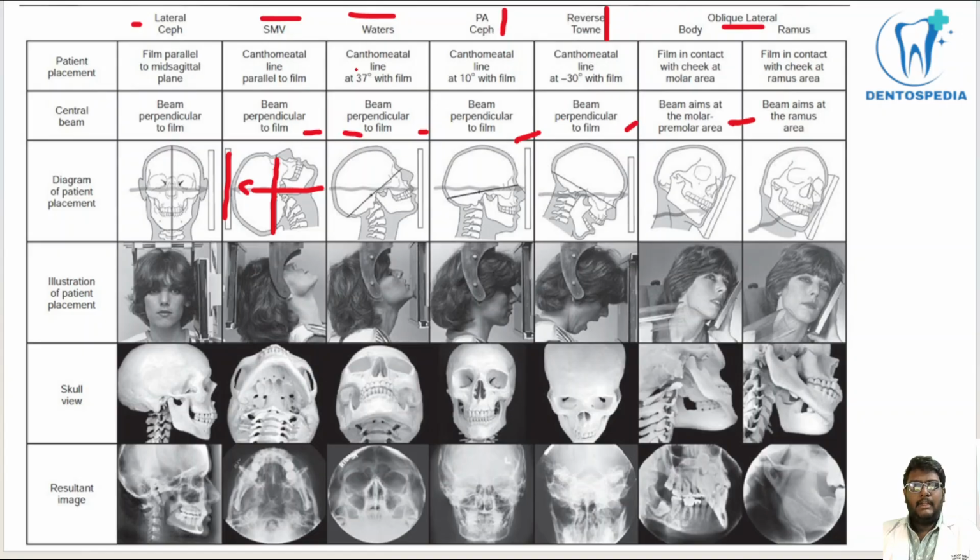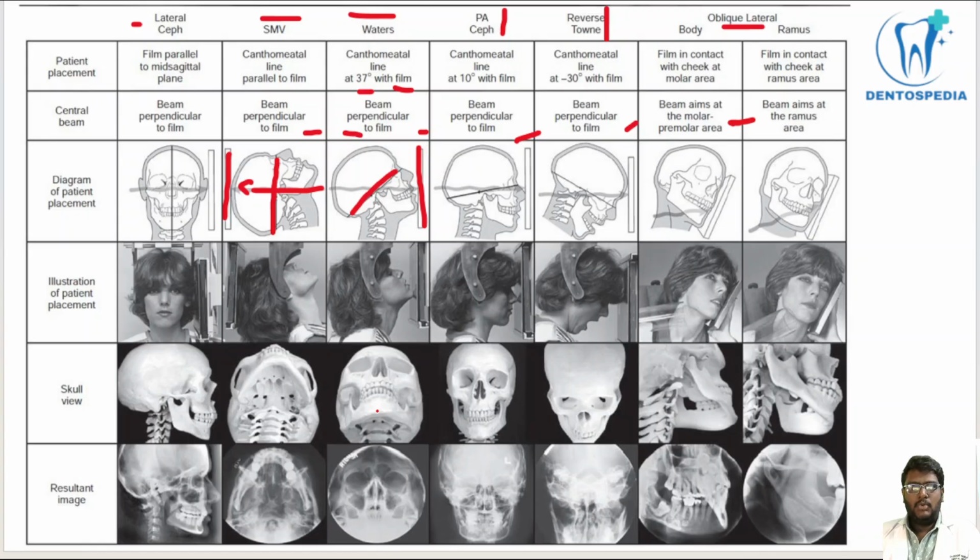Okay, and coming to the Waters projection, it is also called the sinus projection, and here the patient placement is in a way that the film is placed at 37 degrees with the canthomeatal line. Okay, here this is the canthomeatal line, and this is the film. The film is placed in such a way that it makes 37 degrees with the canthomeatal line. Okay, and the beam is always perpendicular to the film in this technique, and this is how you position the patient.